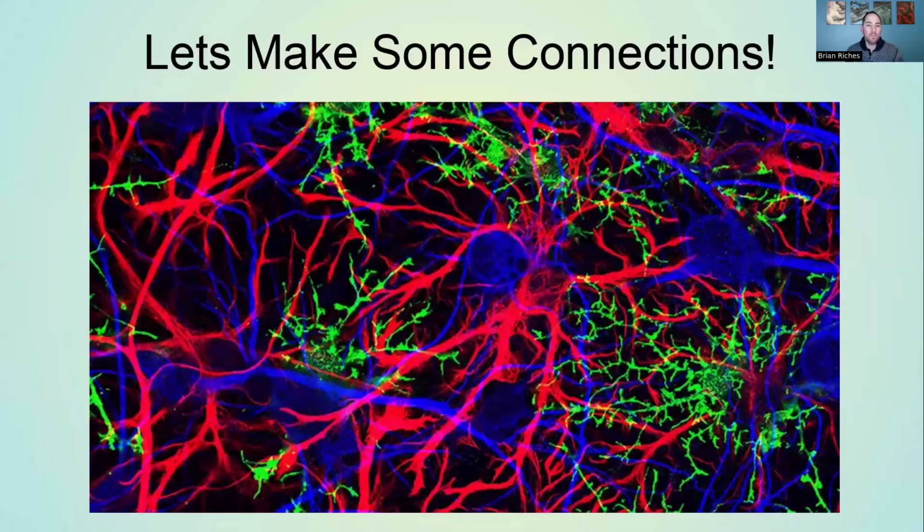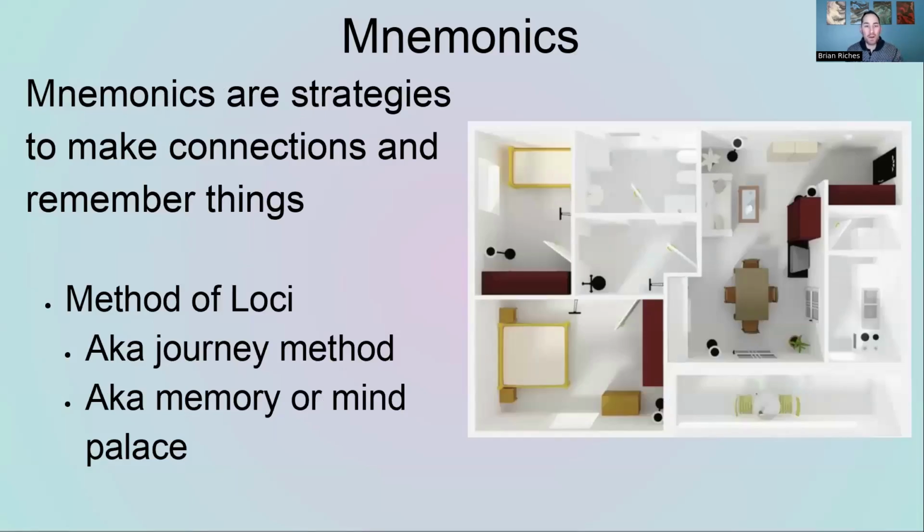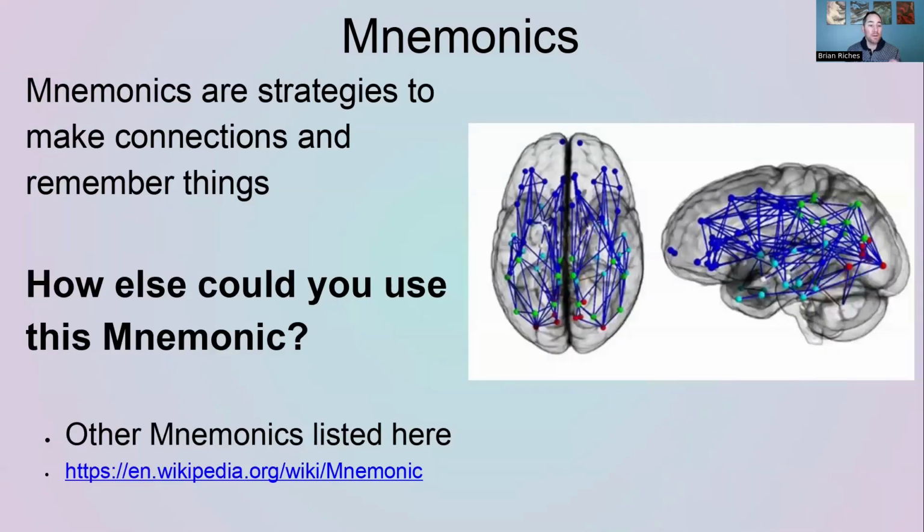You are trying to make connections, taking things that are hard to remember and connecting them to things that are easy to remember. If you can connect it with emotion, or with visuals, that is very helpful. So that's what a mnemonic is. There's a list of mnemonics here in the slides, or you can go to Wikipedia and look up mnemonics. They're essentially just strategies to make connections and remember things. So think of other ways you could use mnemonics. They can be very, very useful tools.